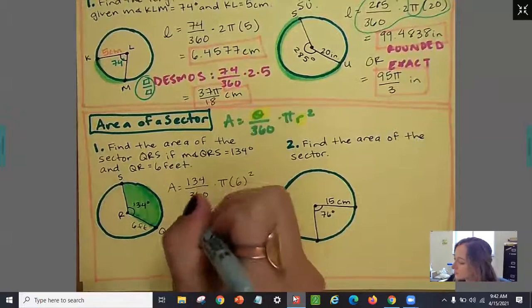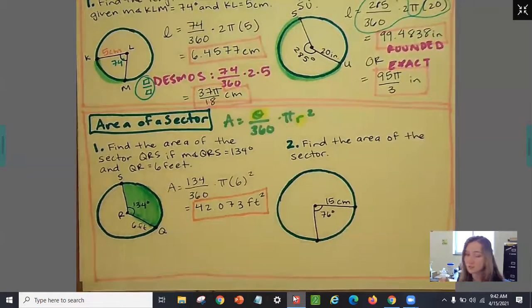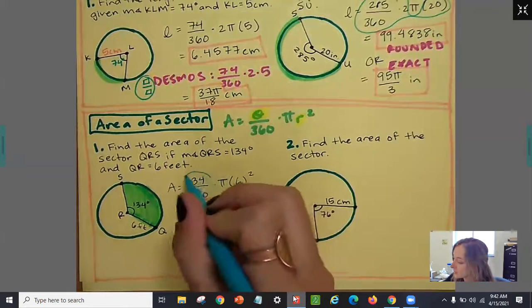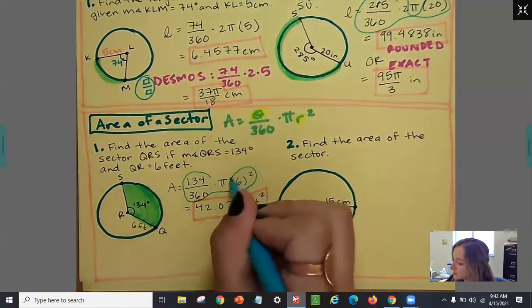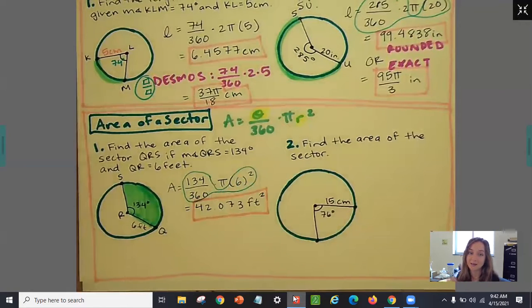Okay, so this is one of the answers that you could have. The other answer that you could have is typing everything in except for pi, and adding it at the end. So let's do the second answer that we could have. Don't forget that this first one is our rounded answer.